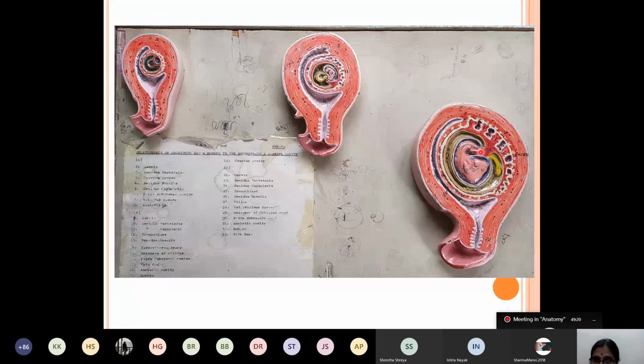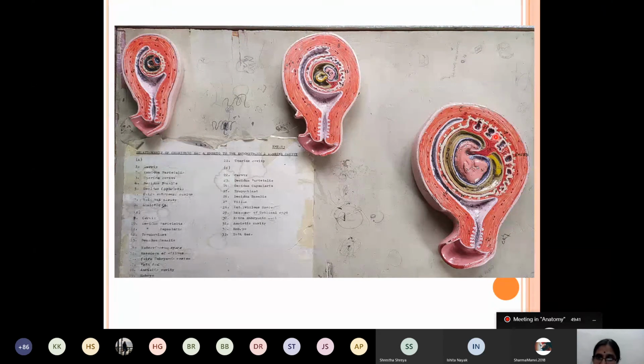Here you can see this is the connecting stalk, which gives rise to the future umbilical cord. This is the remnant of the yolk sac, which regresses, but if it persists, it forms a cyst. This is the amniotic cavity. Inside the amniotic cavity, this is the developing embryo. This is the chorion frondosum.